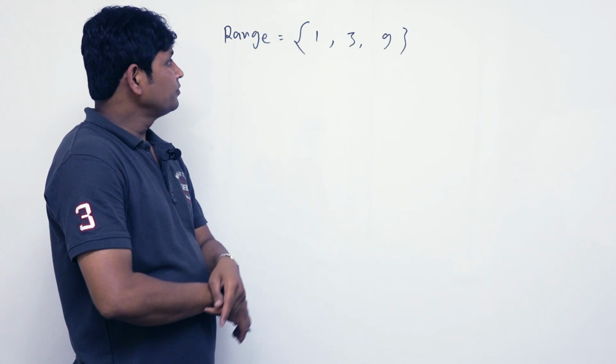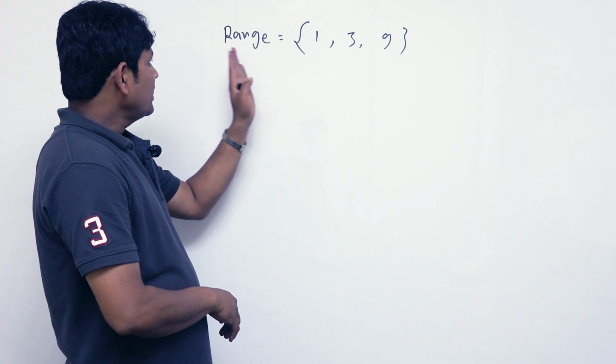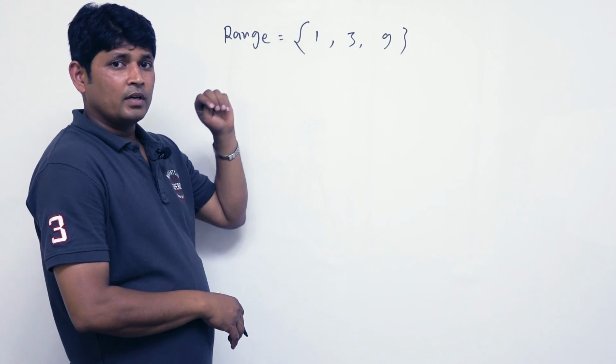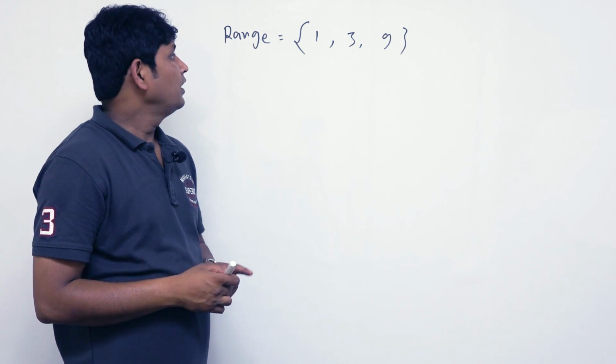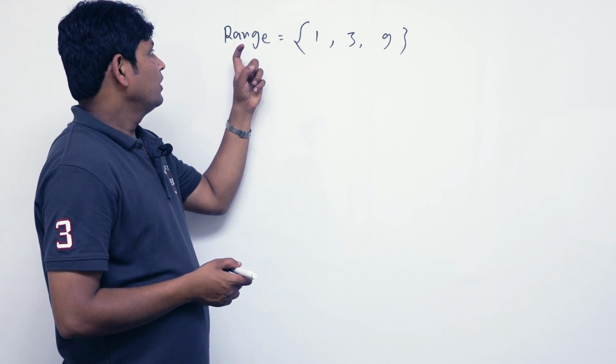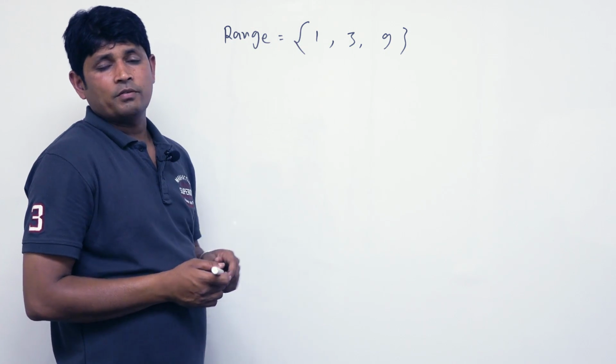So range is the second component of the ordered pair. Domain is the first component of the ordered pair. This way we can find the domain and range of a function.